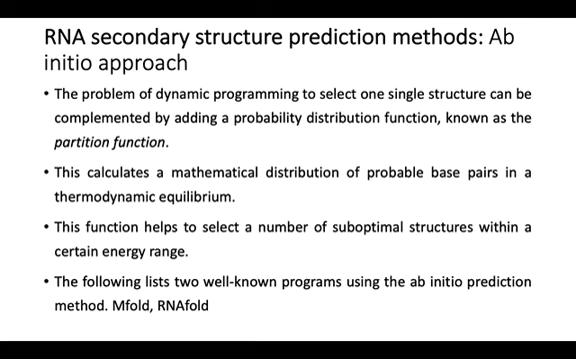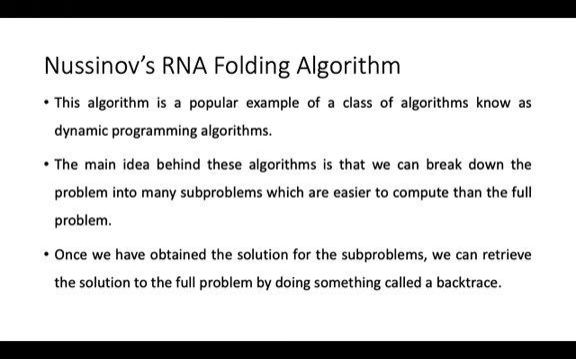The following list two well-known programs using the ab initio prediction method. One is mfold, the other is RNAfold. The Nussinov RNA folding algorithm is an example of an ab initio method, and this has been a very common one and has been around for some time now. The Nussinov algorithm is basically a dynamic programming approach, a popular example of a class of algorithms known as dynamic programming algorithms.